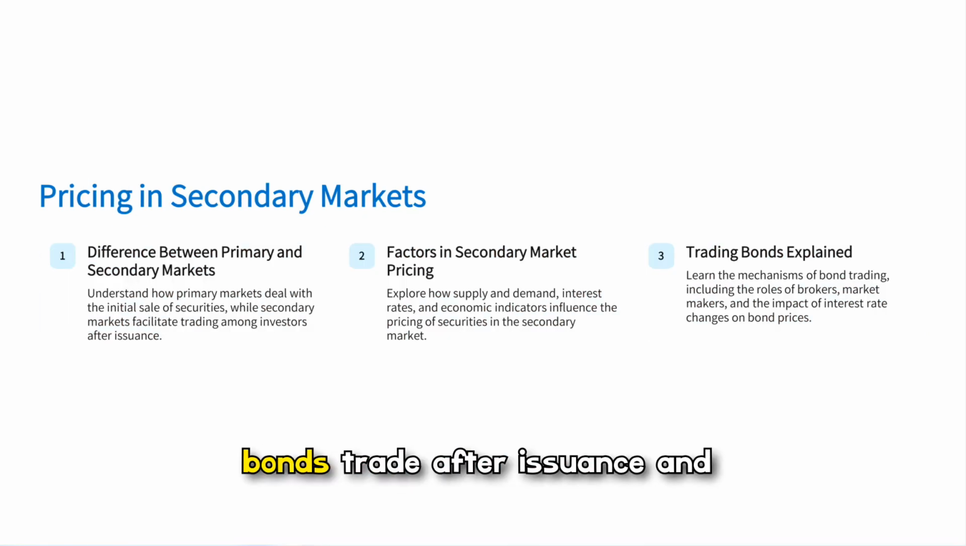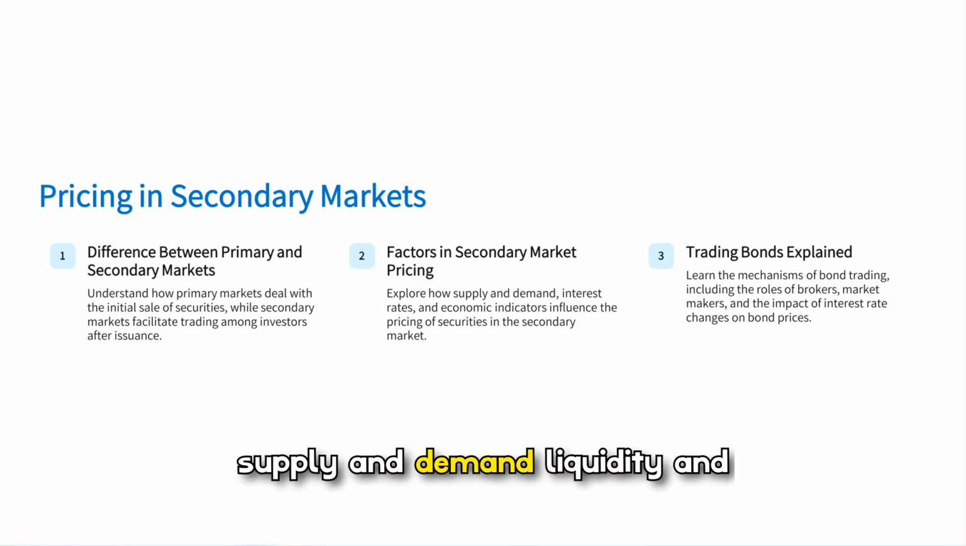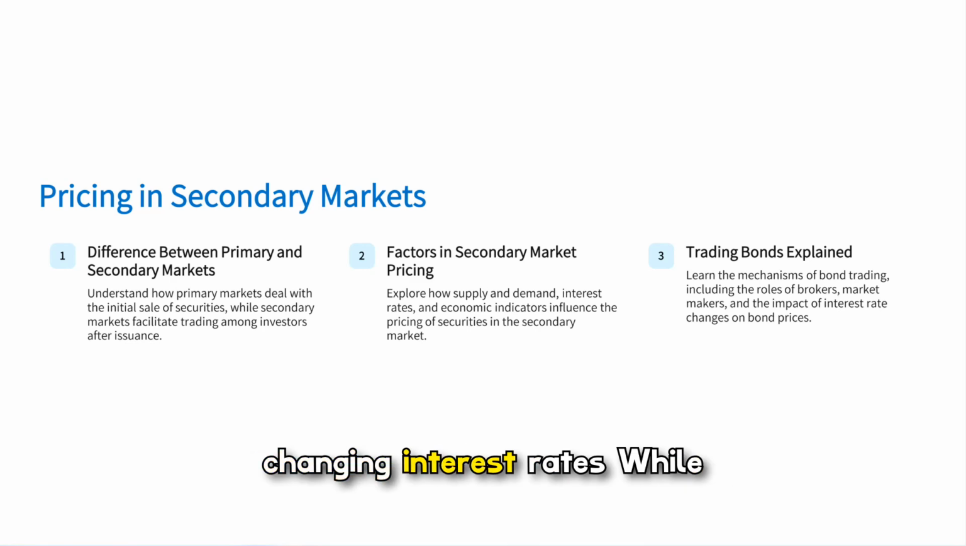Secondary markets are where bonds trade after issuance, and pricing there reflects real-time supply and demand, liquidity, and changing interest rates. While primary markets deal with initial sales, secondary trading determines what investors actually pay, with brokers, dealers, and market makers influencing execution and price discovery on a continual basis.